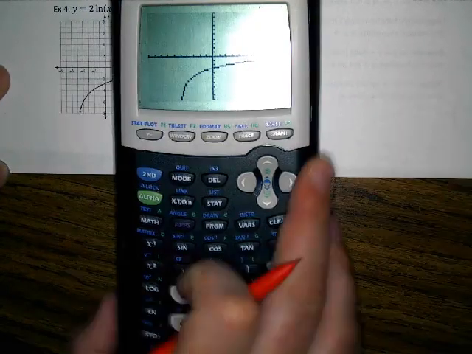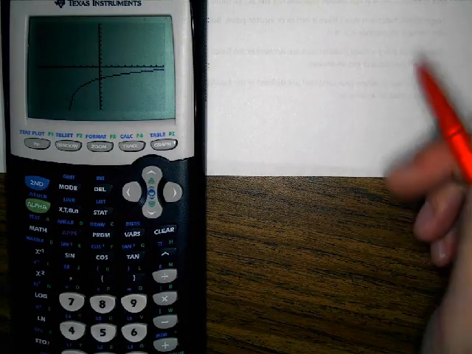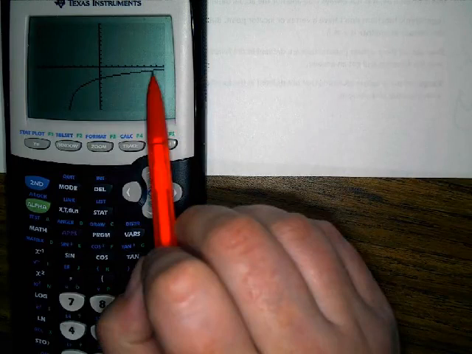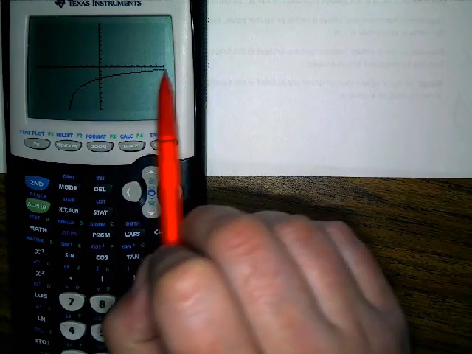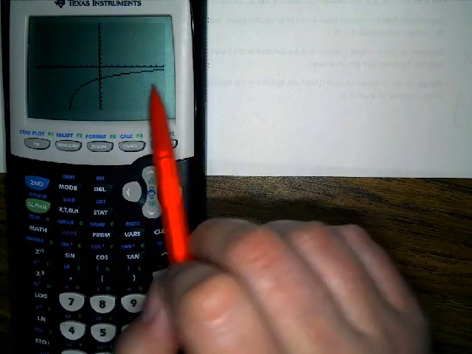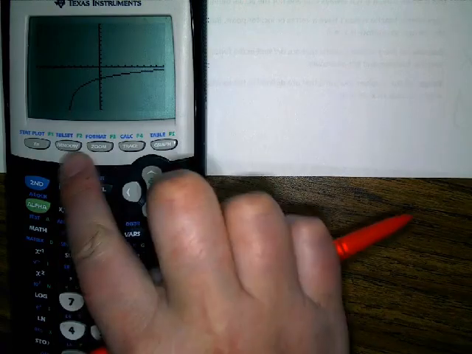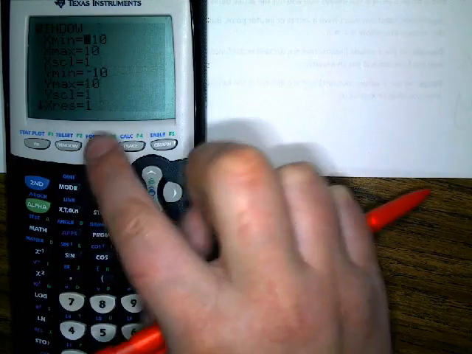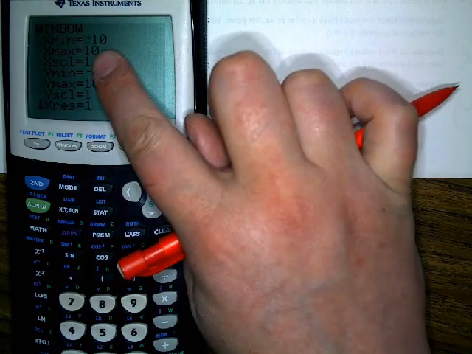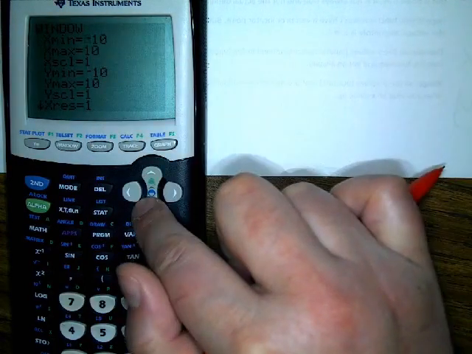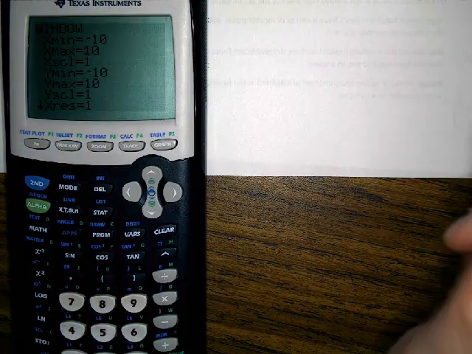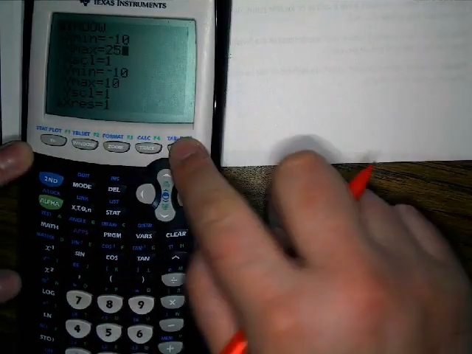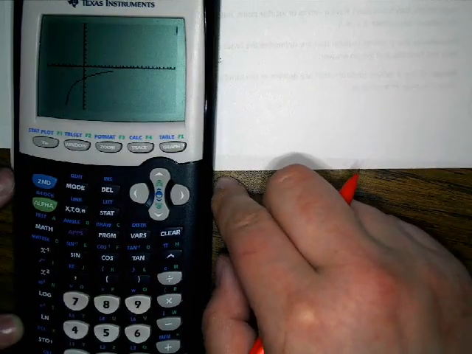The x-intercept is going to be over here on the right side. So we need more numbers in our window, which means we're going to hit window. Then we need more numbers to the right, so we need a bigger x max. What do you want to change it to? 25. Okay, changing it to 25 made the window big enough to find x-intercepts.